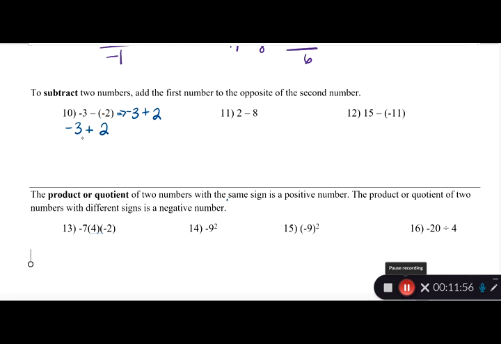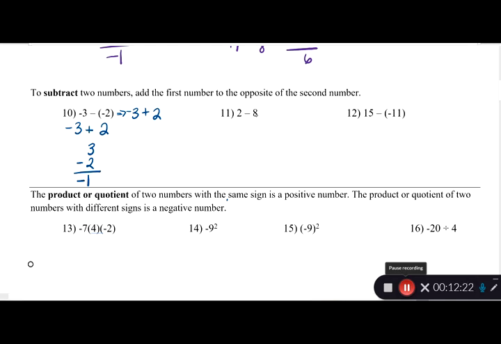So using this, -3 plus 2, okay, I have $2 and I want to spend 3. I'm short 1, right? But we use the absolute value of -3, which would be 3. Absolute value of 2 would be 2, so 3 minus 2 gives me a 1. Use the sign of the larger absolute value, which was a -1.